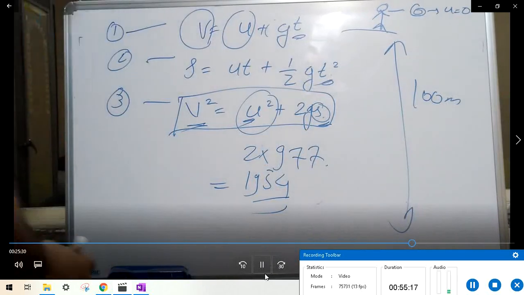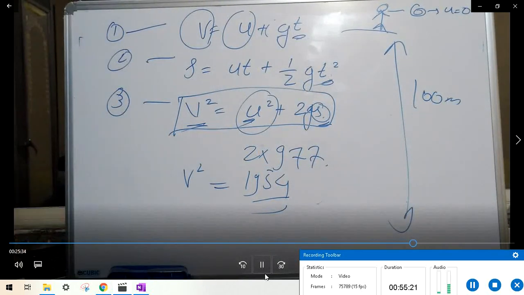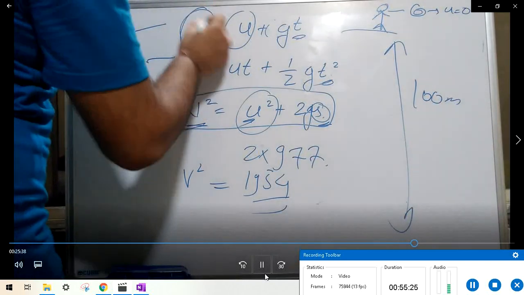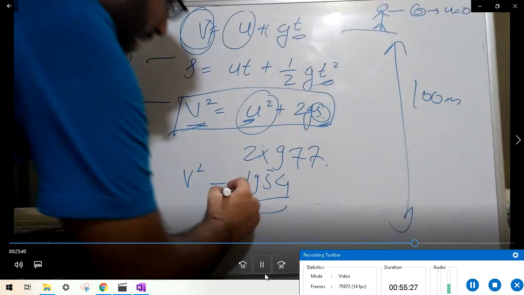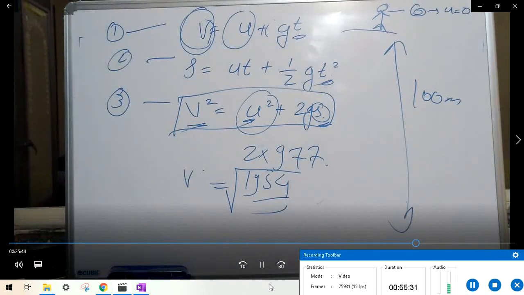This much. Right? So this will be the value of V square. Be careful. They are asking for the value of final velocity. Now final velocity is V, not V square. So you have to take the square root of this, and this will be your final velocity. Very simple, right?